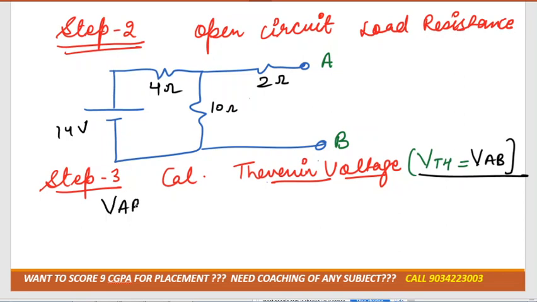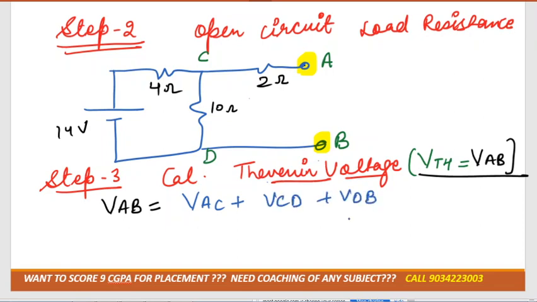Now we need to calculate VAB. As you can see that there is no direct connection between A and B, right? So just imagine that you are standing at A position and you have to get back to B, right? So VAB would be equal to VAC plus VCD plus VDB. Got it? Can we write down like this? You can choose the longer path also, but it would be better to choose the shortest path.